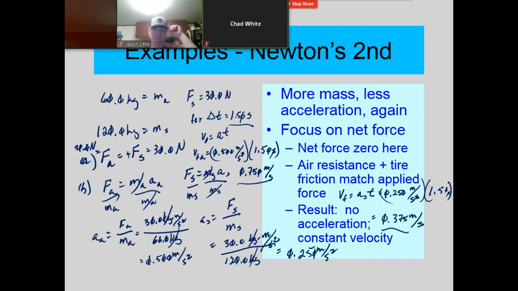Okay. All right. That kind of wraps up 2.6, which incorporated all of Newton's laws. Okay? So now we're moving to 2.7, which deals with momentum.